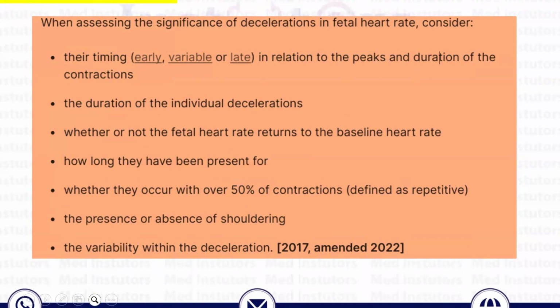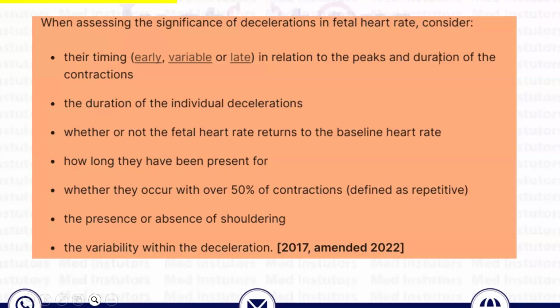For example, if we are saying that they are early decelerations, early decelerations occur with the contractions. And if they are variable, variable will occur anywhere. They are not related to contractions, but if, let's say, we have 5 contractions and the variable decelerations are 4, that means that in more than 50% of contractions, these variable decelerations are present. That means they are repetitive variable decelerations.